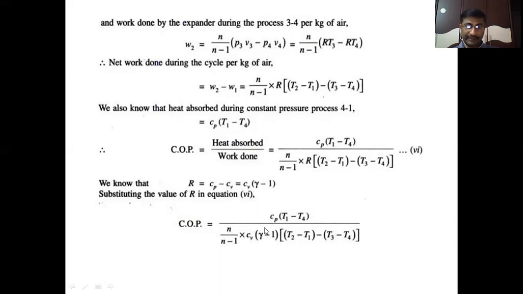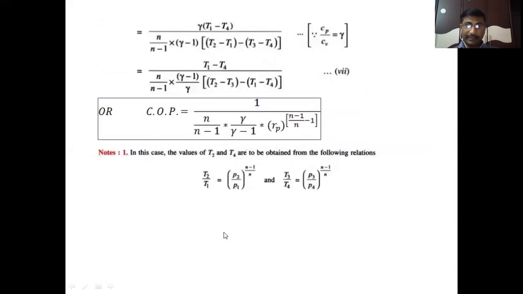Cp by Cv is gamma. Gamma into (T1 minus T4) divided by n by (n minus 1) into (gamma minus 1) by gamma, and the remaining equation is the same. So if we take this gamma into the denominator, we can write it as (T1 minus T4) divided by n by (n minus 1) into (gamma minus 1) by gamma, and (T2 minus T3). By rearranging this equation, (T2 minus T3) minus (T1 minus T4), minus T1 as it is, and minus of minus plus T4. Take it as the 7th equation.